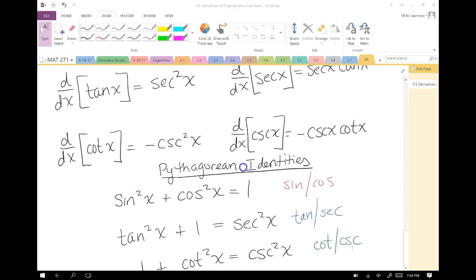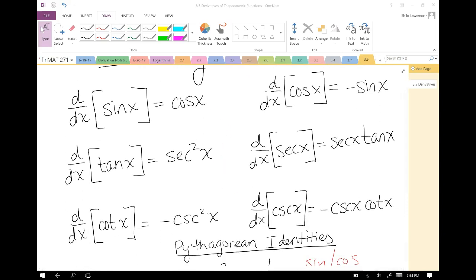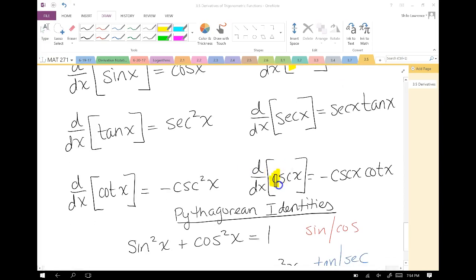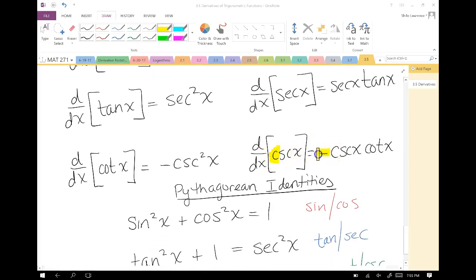The other part, there's two more parts. Actually, I think there's three. Any trig function that starts with the letter C, and obviously this is not a very scientific one, is going to have a negative derivative. The derivative for cosine is negative sine. The derivative for cosecant is negative cosecant cotangent. The derivative for cotangent is negative cosecant squared. If your trig function starts with the letter C, the derivative is going to be negative.